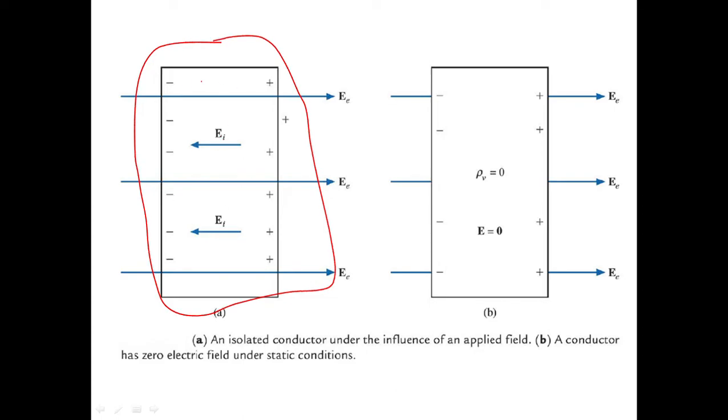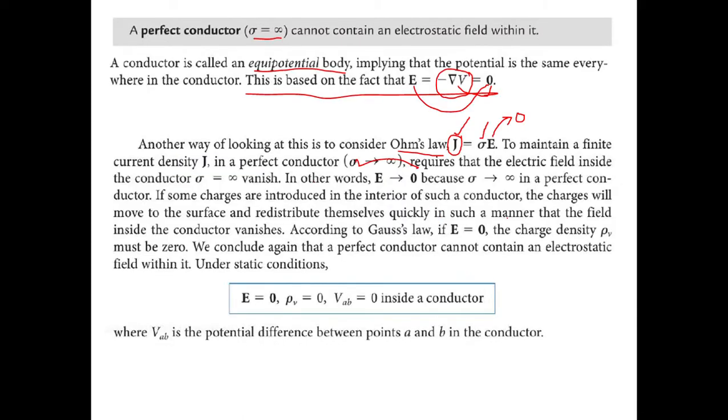As soon as we apply the electric field, the charges get accumulated on the surface of the conductor, as I explained, right? And due to that, what happens? An internal electric field intensity is developed, which cancels the effect of the external electric field. And inside the conductor, there will be no electric field. That is what is told here: the charges redistribute quickly in such a manner that the field inside the conductor vanishes.